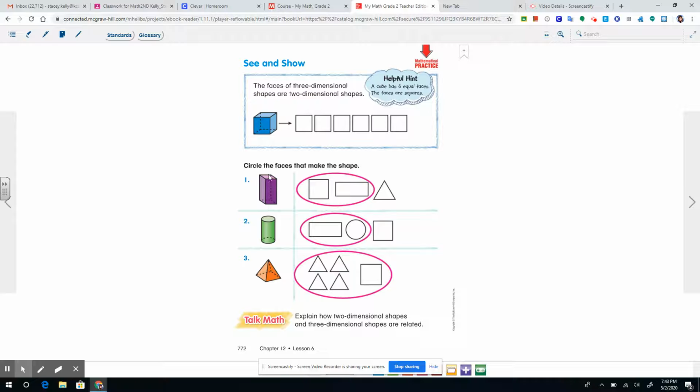So this is the rectangular prism. So it has the rectangular face and the square face. On number 2, you have a cylinder, and they're saying the faces are a circle and a rectangle because of the long shape here. Number 3 is your pyramid, and here on the pyramid you can actually see the base and then all of your sides. So it has your 4 triangle sides and your square base.